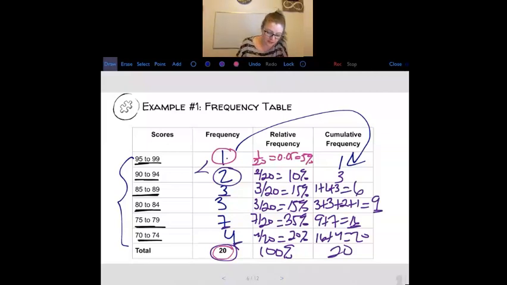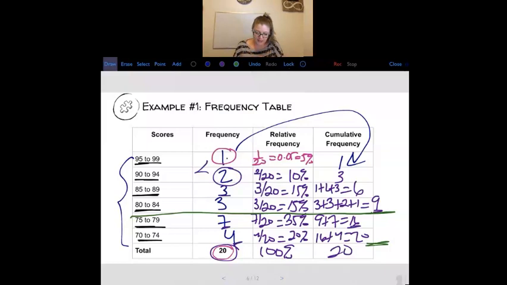In this case, if we look at right here in the green, we have 9 that had an 80 or higher, okay? Or at the very bottom, if we look at 20, 20 had 70 or higher. So that's able to sum up our categories for us.